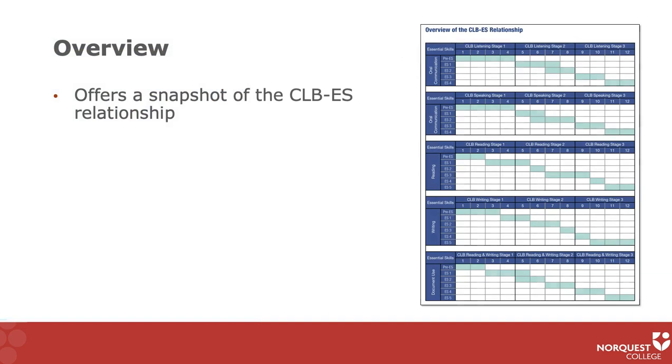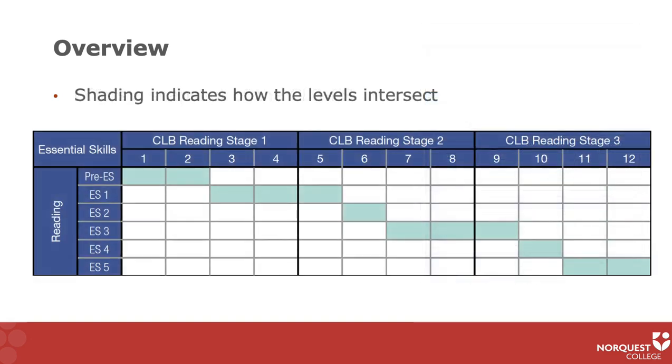The overview offers a snapshot of the relationship between the CLB and Essential Skills scales. On a single page, it shows the relationship of all the skills and levels in a series of tables. Here's a closer look at one of the tables. It shows the relationship between the essential skill of reading and the language skill of reading. Shading indicates how the skills and levels intersect. From this table, you can see that Reading Essential Skills Level 1 tasks are associated with CLB Reading 3 to 5.